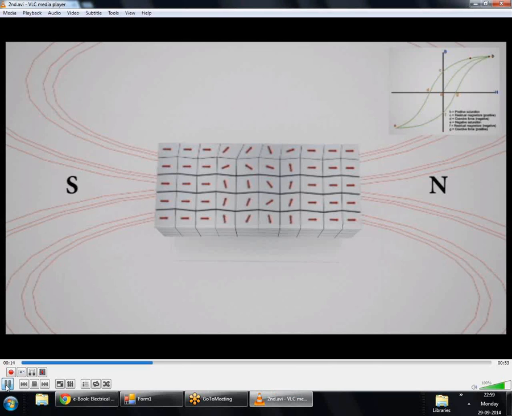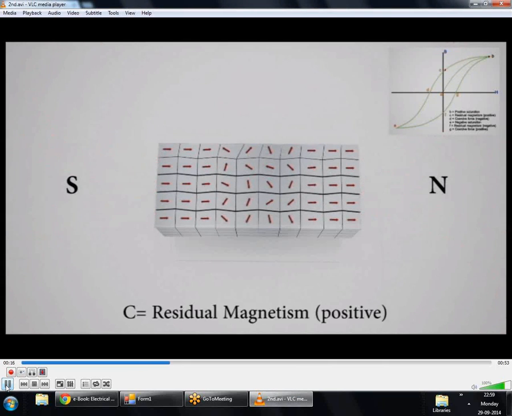Due to this path, there comes a point when the applied external magnetic field is 0, but some of the grains still remain oriented in the direction in which the magnetic field was present.